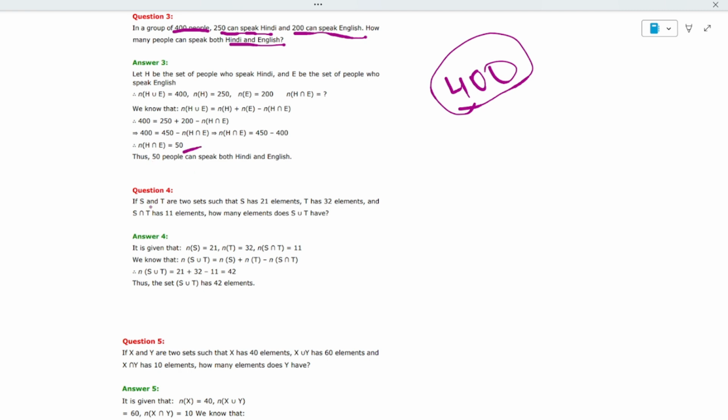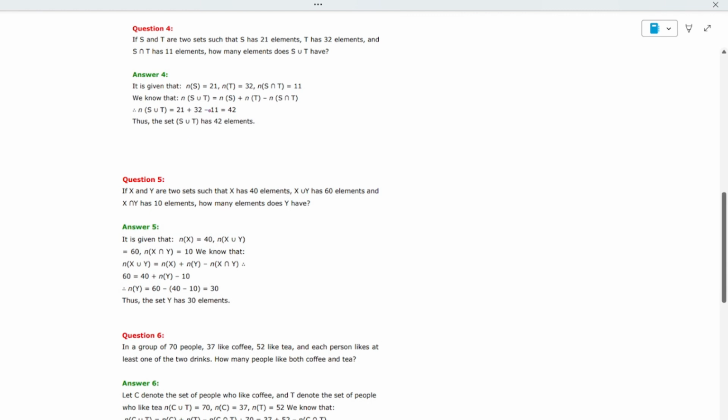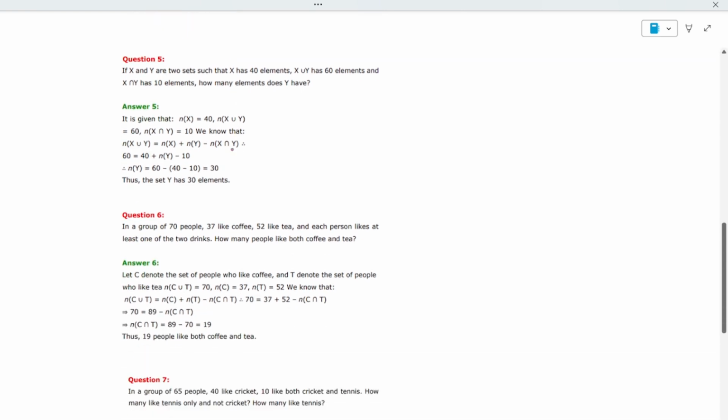Now let's see the fourth question, that is, if S and T are two sets such that S has 21 elements, T has 32 and S intersection T they have given, you have to find the union on the left hand side. Now let's see the fifth question. If x and y are two sets such that x has 40 elements, that means the x value they have given, and they have given the union and intersection value, that is 10, and you have to find the value of n of y. Same formula you have to substitute.